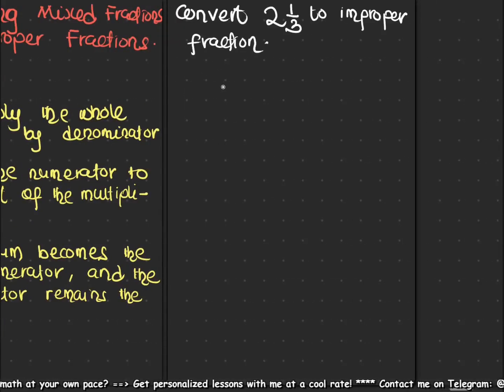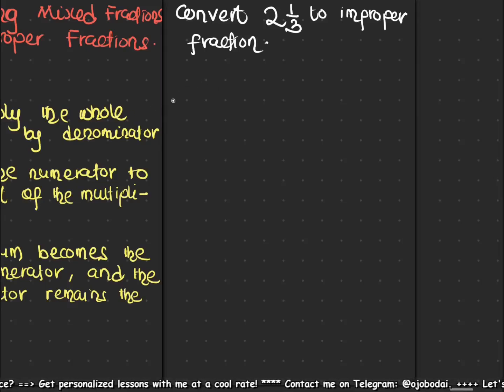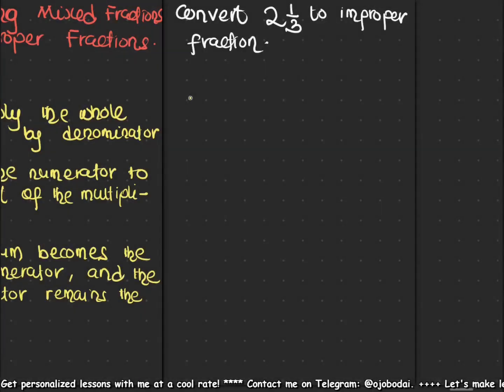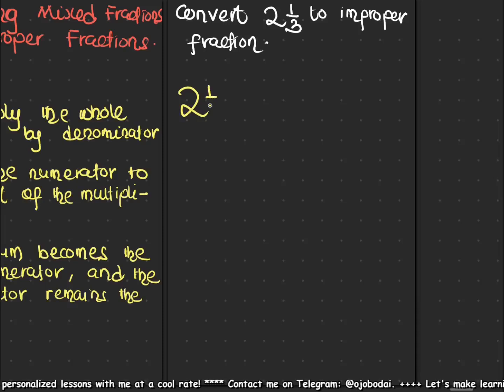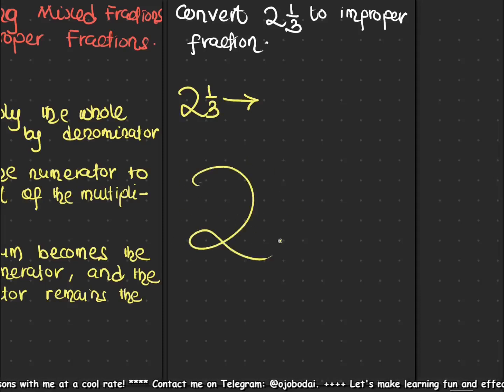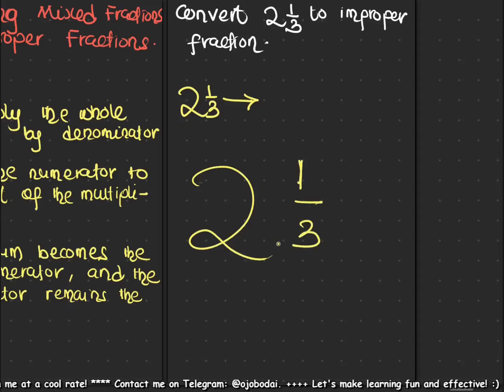So for this here, we have to convert two whole number 1 over 3 to an improper fraction. So we have two whole number 1 over 3, and we are converting it into what? Improper fraction. So the instruction is simple. Let me write it bigger here so we understand. So, two whole number 1 over 3.